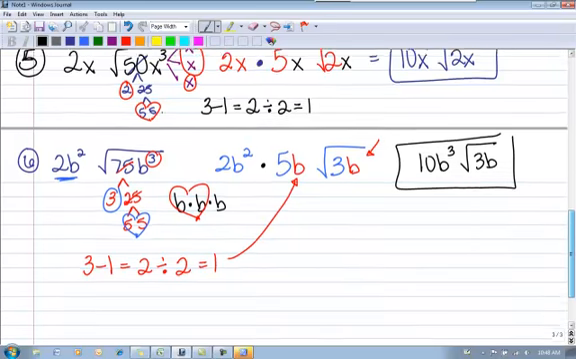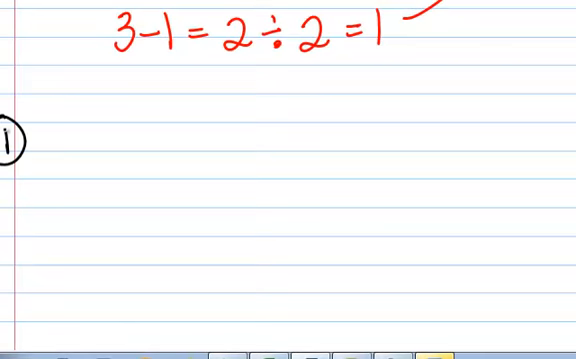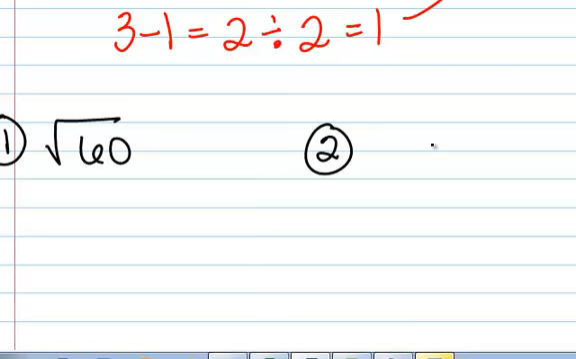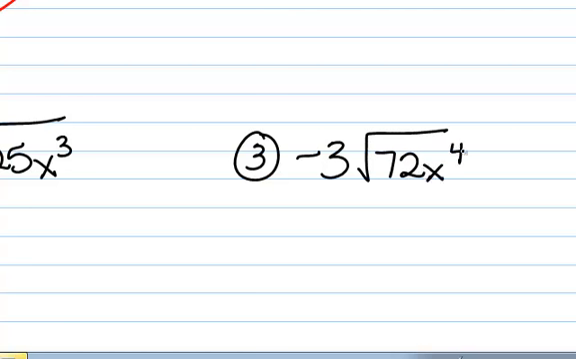Now I want you guys to go ahead and finish. I'm going to do one problem of each type. So let's start with radical 60. And your second one will be from level 2. Let's go ahead and do the square root of 125x cubed. And then finally, let's do negative 3 radical 72x to the 4th as your last one. So try those 3, and then you're finished with your homework for tonight.